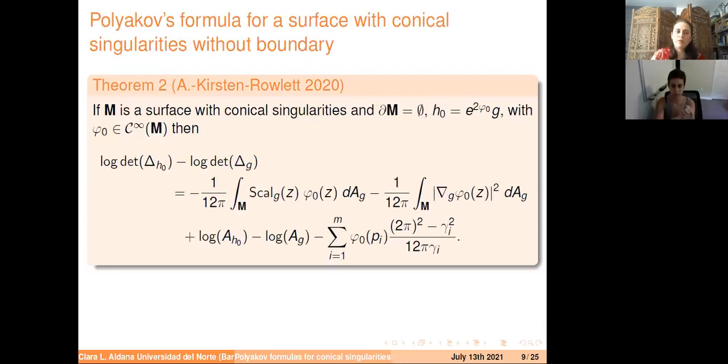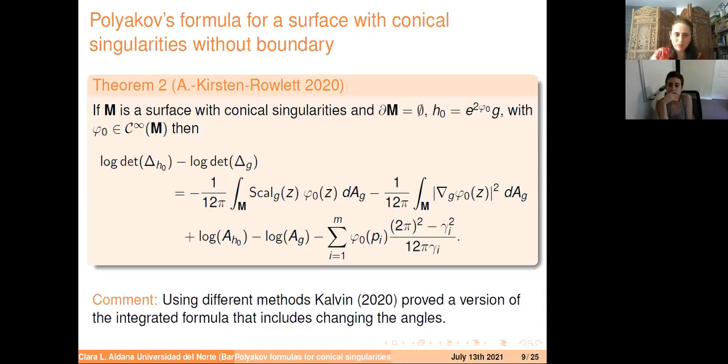And for a surface with conical singularities but without boundary, we don't have the boundary terms, but we have a contribution of the areas. So we have here the areas that come from the projection of the kernel. No, we take the projection of the kernel into account. So I should mention that using different methods, Kalvin proved a version of this integrated formula that includes conformal factors with logarithmic singularities.